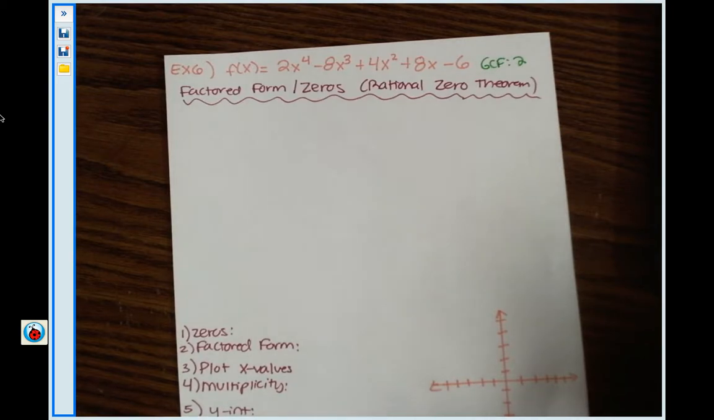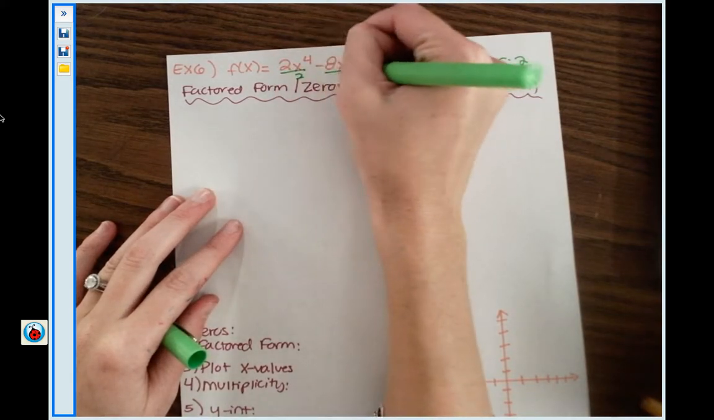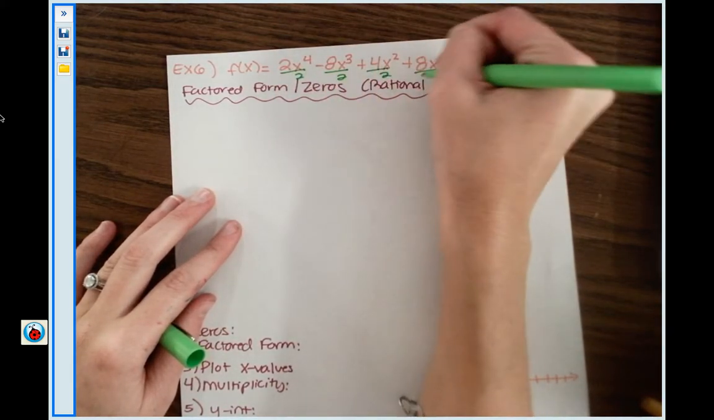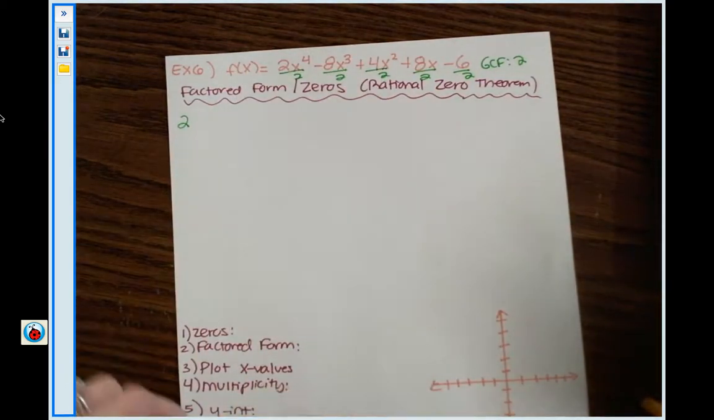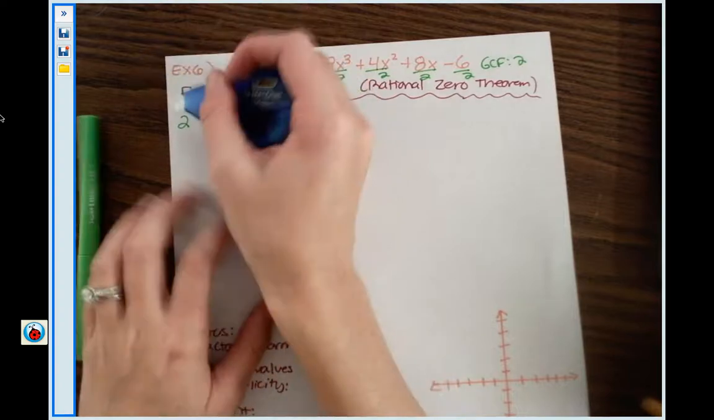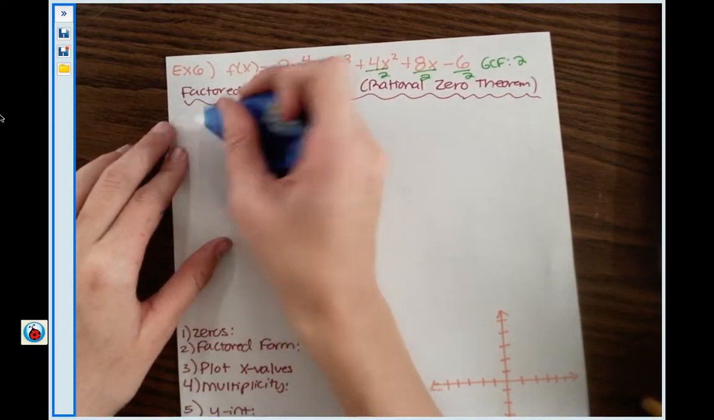All right, let's get going. So let's factor the 2 out of our polynomial. I'm going to divide each of these by 2. Whoops, I need to write f of x first.